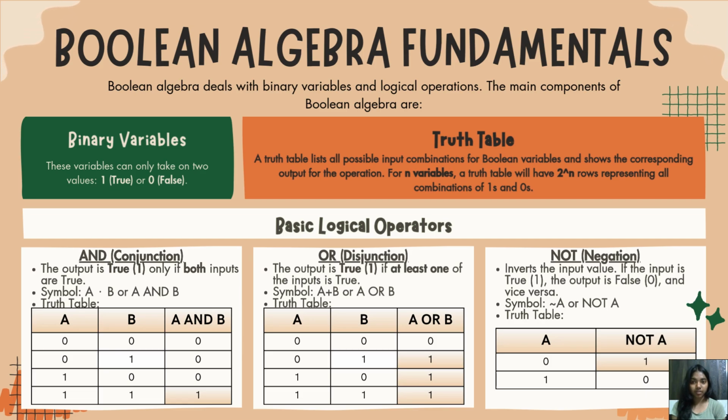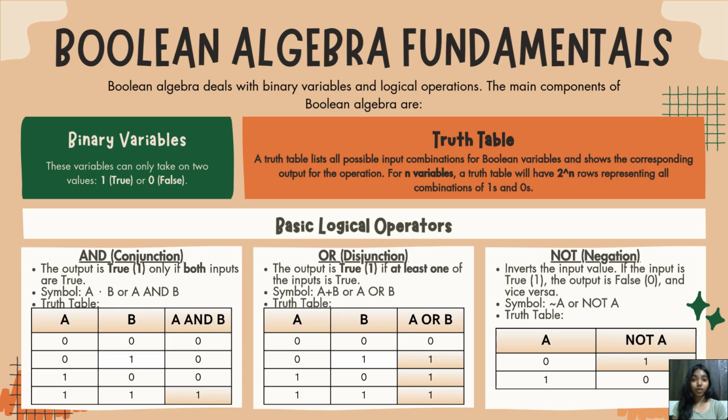Moving on to its fundamentals, the main components of Boolean algebra are binary variables, truth tables, and basic logical operators. Binary variables can only take two values. A truth table lists all the possible input combinations for Boolean algebra and shows the corresponding output for the operations. For n variables, a truth table will have 2 power n rows representing all combinations of zeros and ones.